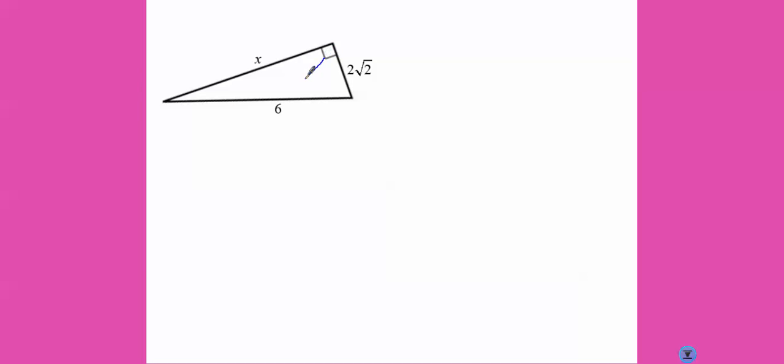This time, we know our hypotenuse. We're trying to find one of our legs. So 6 squared equals x squared plus 2 square root of 2, squared. 6 squared is 36 equals x squared plus.